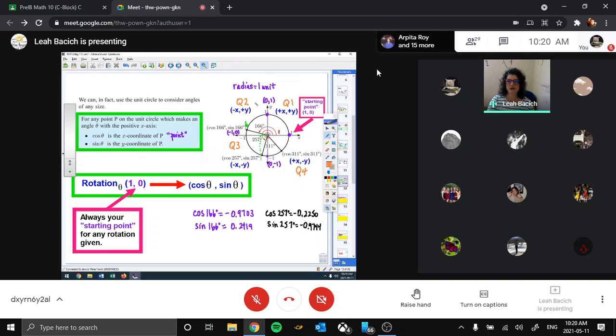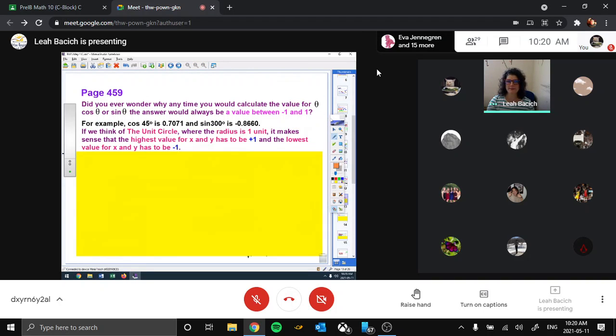We always rotate counterclockwise. If you have an analog watch, which I do, I'm old school, I don't use my phone, the hands always go clockwise, so top to bottom, back to top. This time we rotate the other way. We go in a counterclockwise position. Just to confuse us more, right?